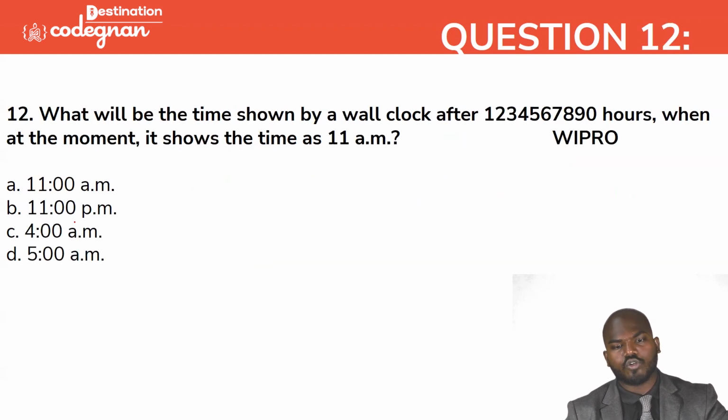Going to the next one. What will be the time shown by the wall clock after a given number of hours, when at the moment it shows 11 a.m.? How can we find this out?